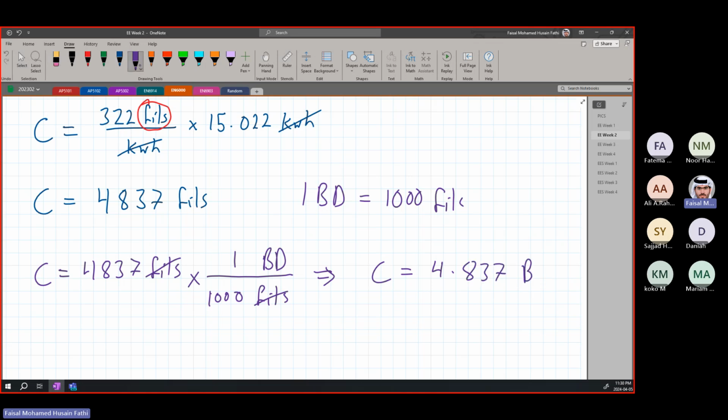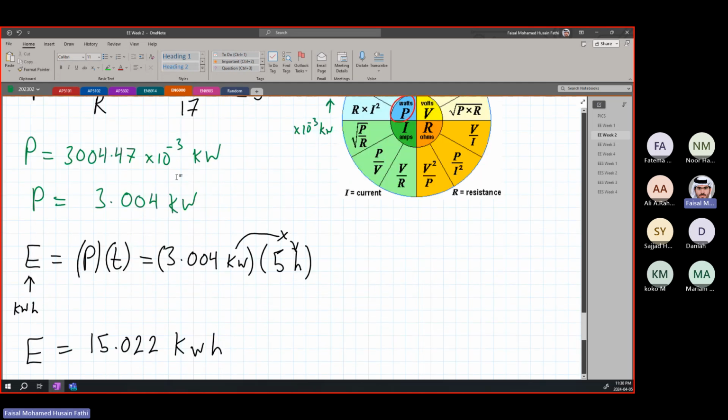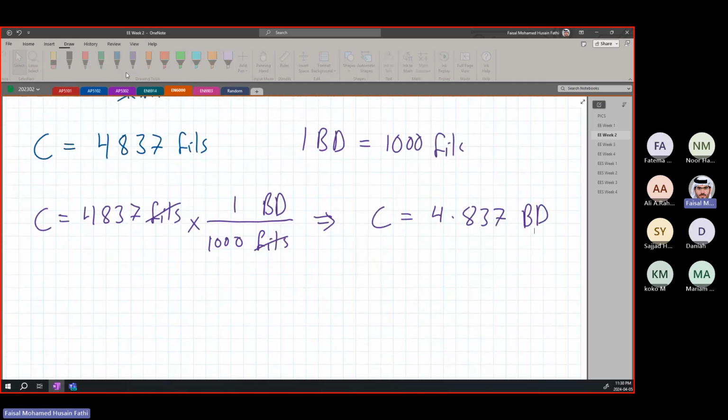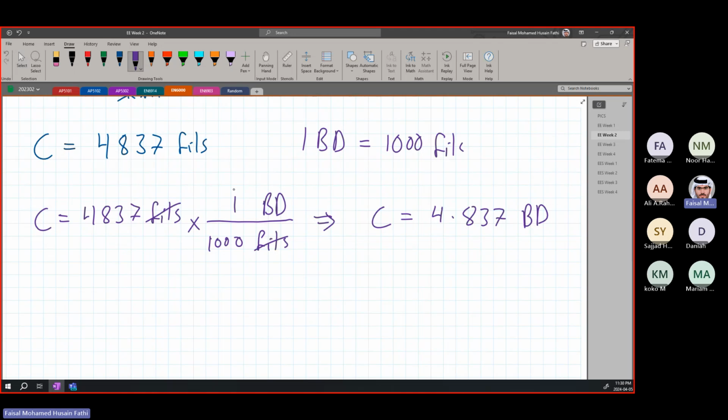4.837 BD. The question doesn't say how many decimal places, but usually for BD we calculate it up to 2 decimal places. So this answer is right, there is nothing wrong with it. But if you want to do the rounding, it's going to be 4.84, because this digit is greater than 5, so we have to add 1. Here, 4.84 BD.